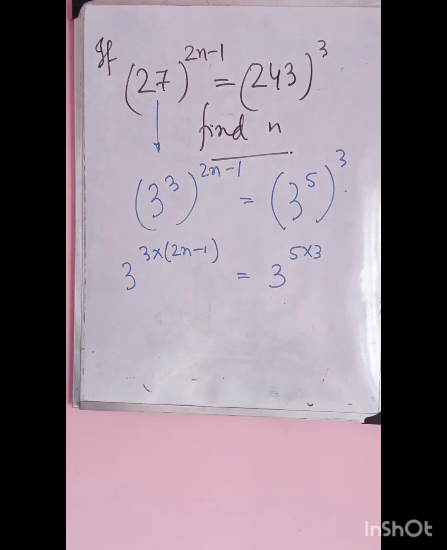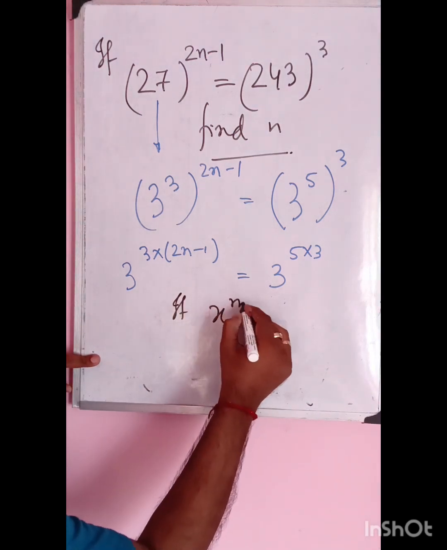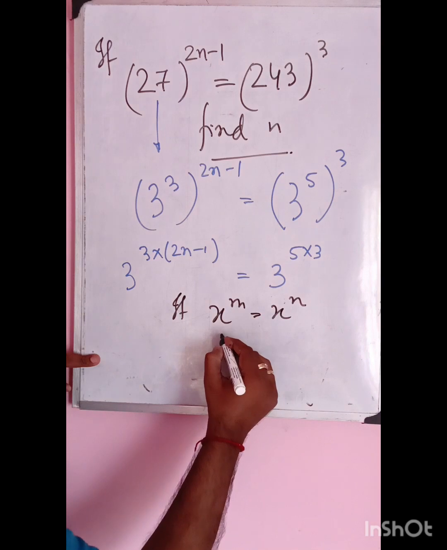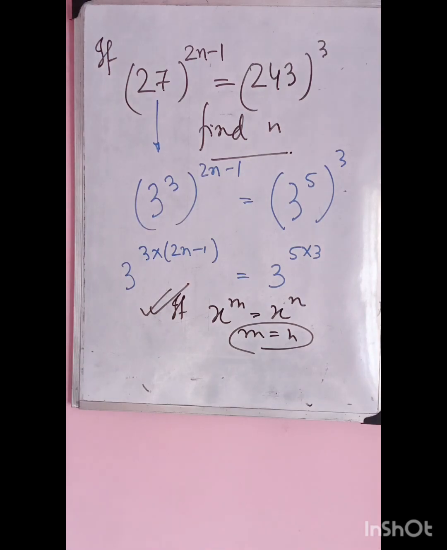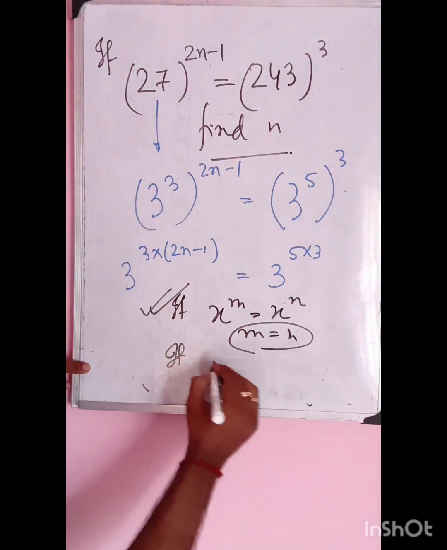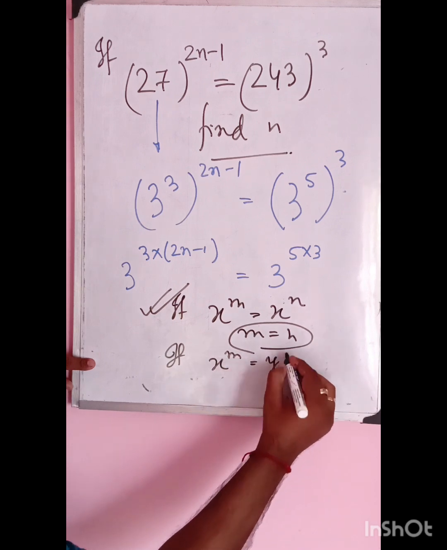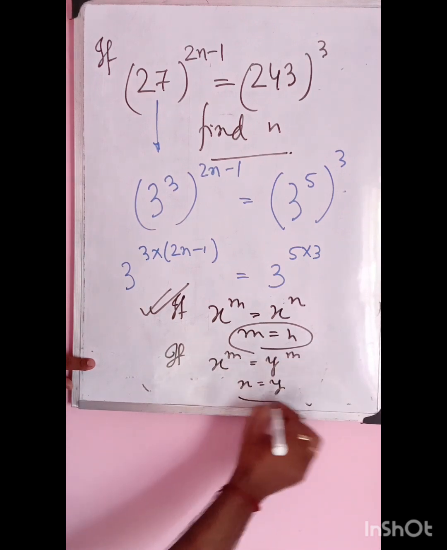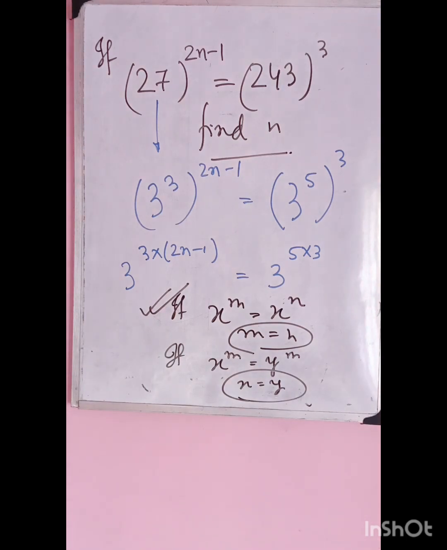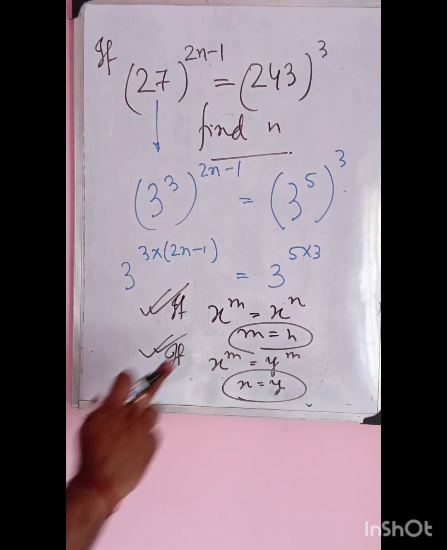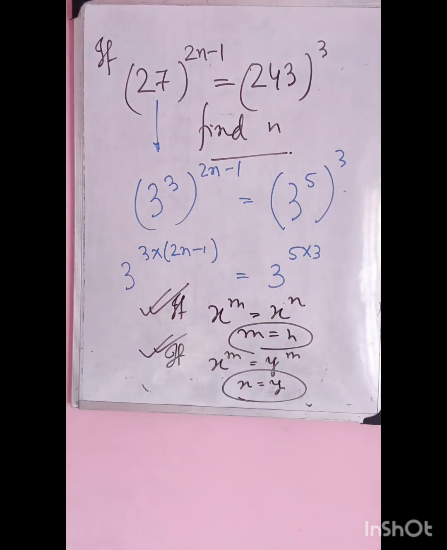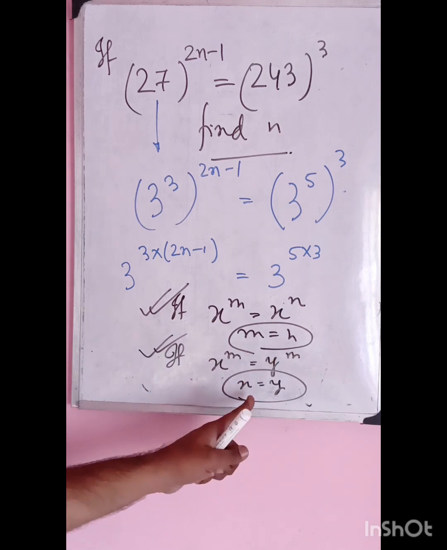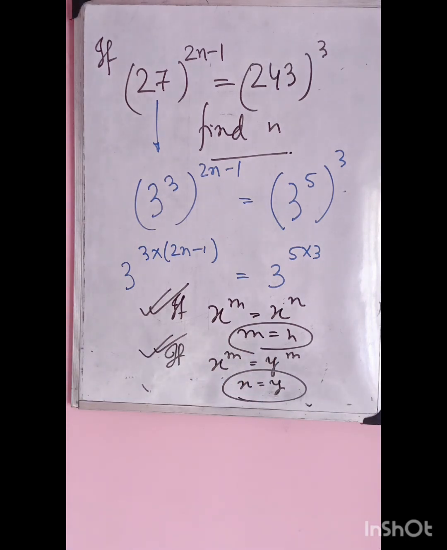If x to the power m equals to x to the power n, you can write m equals to n. This is one observation. And if x to the power m equals to y to the power m, x equals to y, this is another observation. Write it down clearly in your exercise book. These two observations. If x to the power m equals to x to the power n, that is, if the bases are equal, powers must be equal. And if the powers are equal, bases should be equal. Okay?